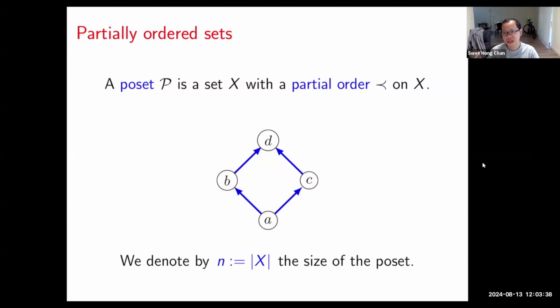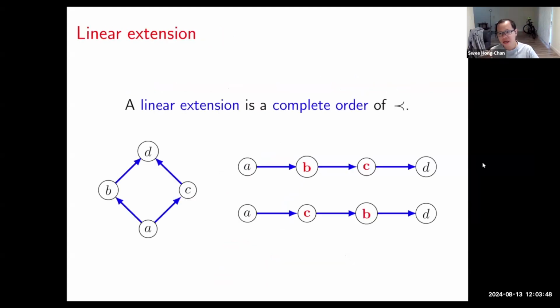This is called the Hasse diagram of the poset. And we will also use N here, which will denote the size of the poset. The object of the poset that we want to study today is what we call the linear extension. This is simply the completion of the partial order. For example, for this poset, there are 2 possible ways to complete it into a total order: either A less than B less than C less than D, or A less than C less than B less than D.